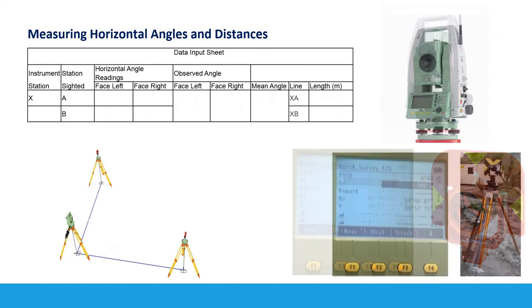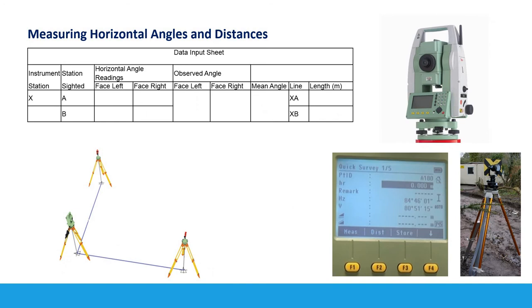Now let's take this example. We need to measure the horizontal angle between A and B from X. We set up the total station over X. We sighted A. Look at the value of the horizontal angle on the screen of your total station, and in this case it was 0 degrees 10 minutes and 8 seconds. I will write it down here. This is the first measurement.